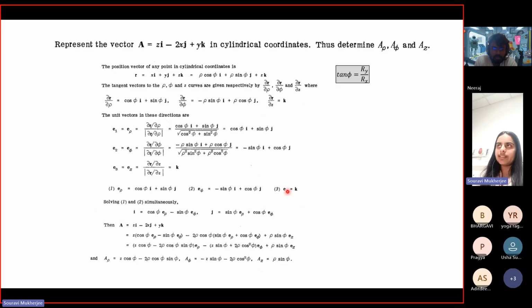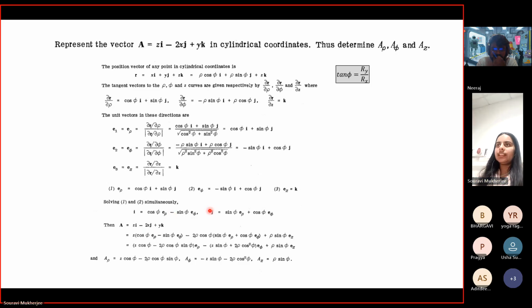See, z cap remains the same for cylindrical coordinates. z cap is not changing. So basically, you can just replace k cap by e z. But you have to replace i cap and j cap in terms of e rho and e phi, and for that, you can solve from these two relations. So this gives you how one can write i cap and j cap in terms of the new unit vectors, which is your cylindrical coordinate system.